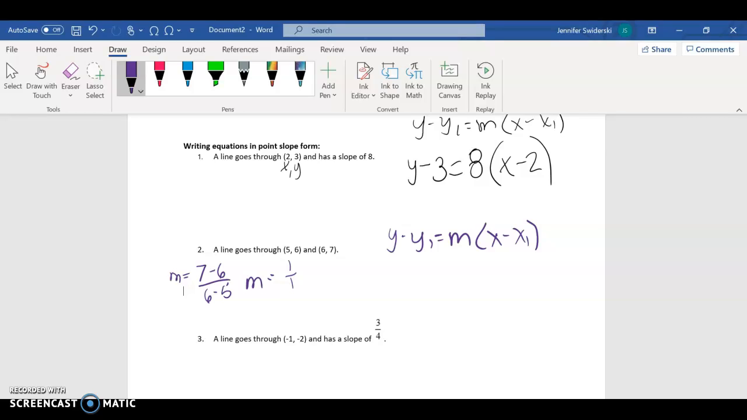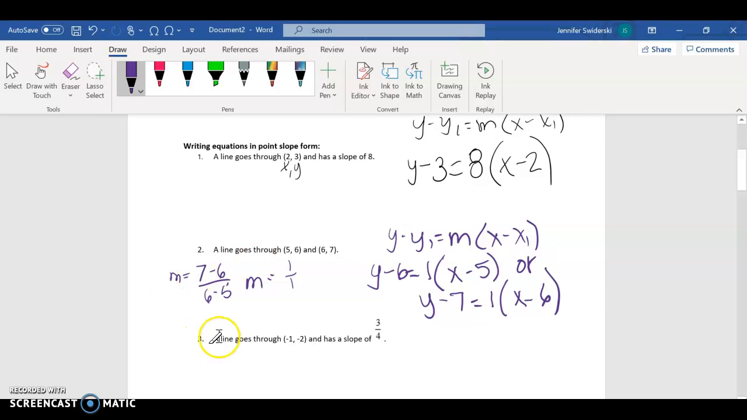Ms. Swiderski, does it really matter which point I use for point slope form? No, you get to choose. So I'm going to do both. The first answer I would accept would be y minus y1, which is 6, equals my slope of 1 times x minus x1, which was 5. The second answer I would accept would be y minus 7 equals 1 times x minus 6.